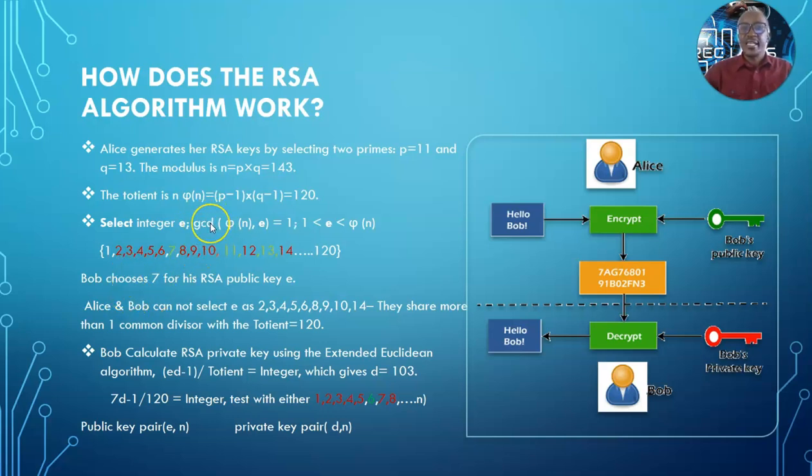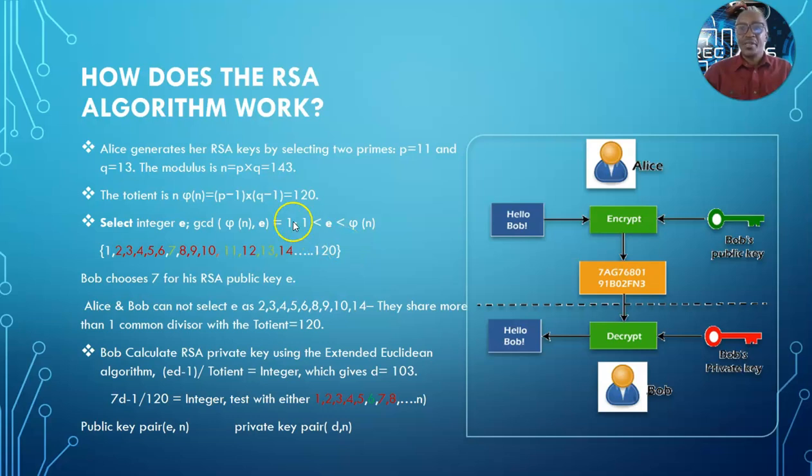We are saying the GCD, the greatest common divisor of the totient and the key that you select, should be 1. So it should only be 1. But we're also saying there's a condition here. The key that you select should always be greater than 1 and less than the totient. So in our scenario, the key that can be used for encryption is between 1 and 120.